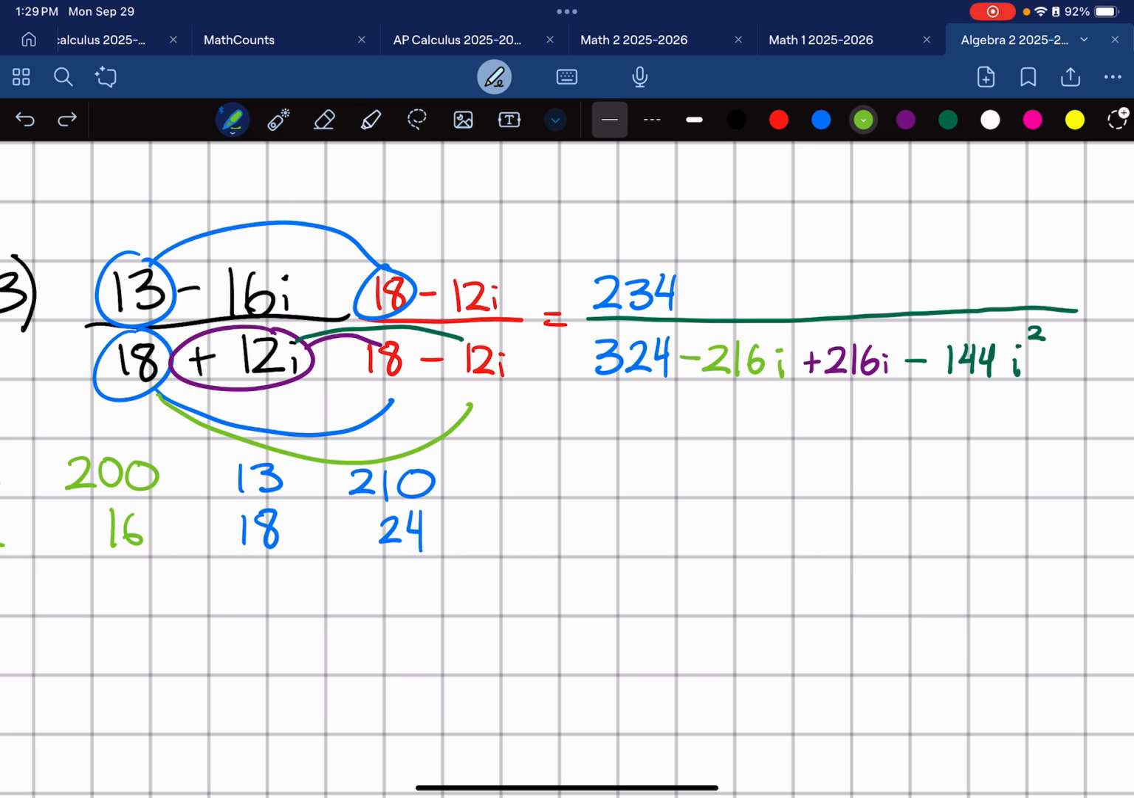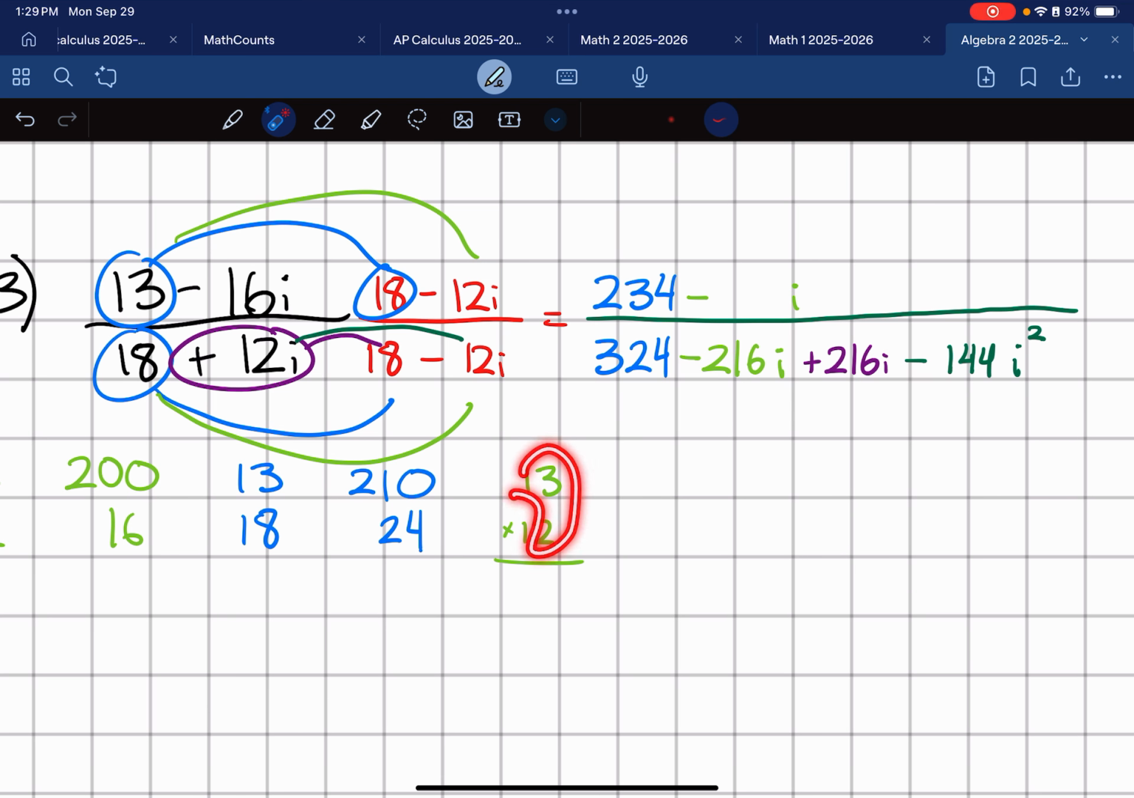13 times, oh, that's the wrong one. 13 times negative 12i. So that's going to be a negative with something with an i in it. And I just need to do 13 times 12. So again, 13 times 12. If I multiply those together, I'm adding 13 and 2 to get 15. 15, add the 0. I multiply the 2 and the 3, and I get a 6. 150 plus 6 is 156. Nice. And then we move on to the next one.